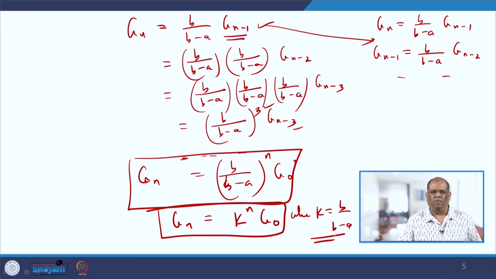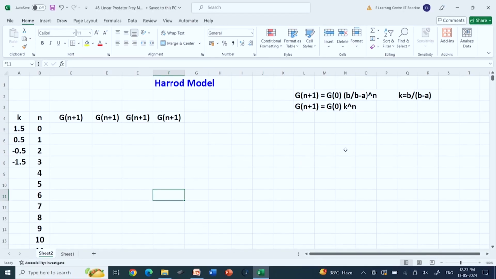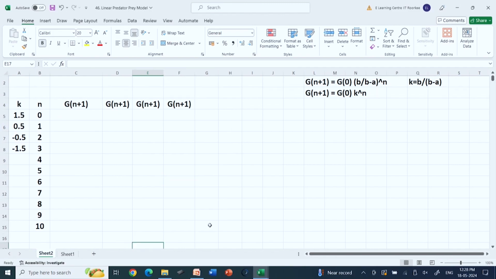Let us now see the dynamics of this national income for various values of k, and we will do it numerically, for which we will be using Microsoft Excel. I already have it opened. So, here Gn is equal to G0 B by B minus A whole to the power n. I replace this by k, and I get G0 k to the power n. So, I put the initial values, say 10, to each of them. We have 4 cases to discuss, which are the values of k: 1.5, 0.5, minus 0.5 and minus 1.5.